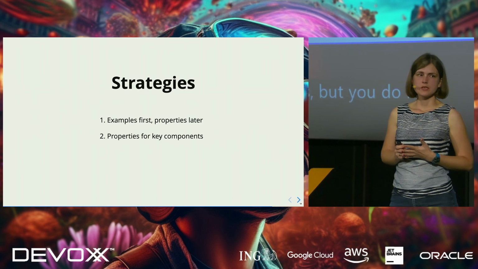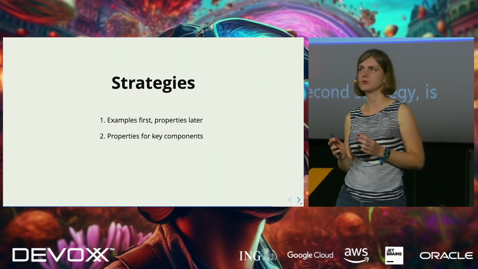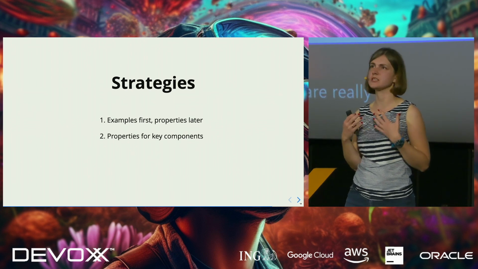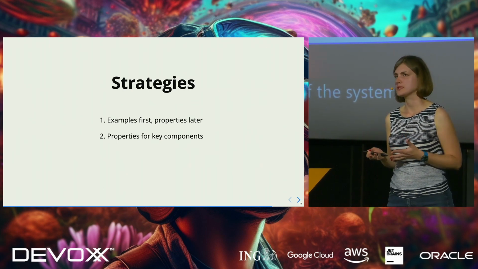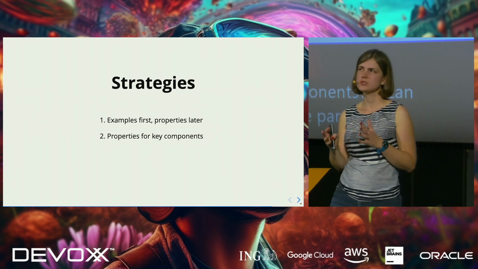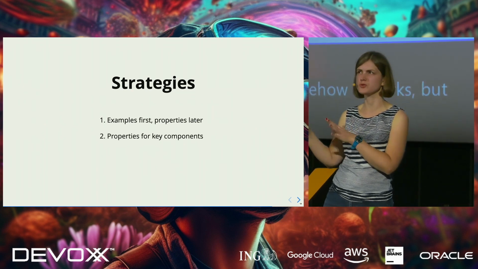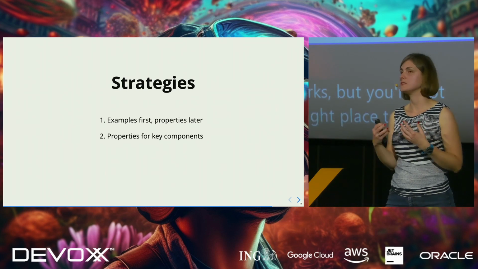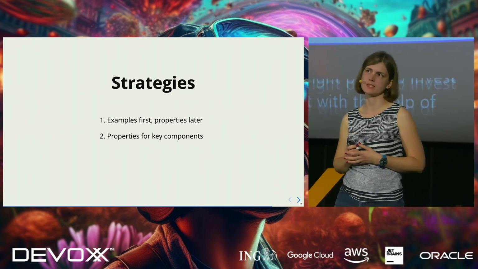And the second strategy is to provide properties just for the bits which are really important in your project, for the key parts of the system. Key components. So what does it mean, key components? It can mean the most complicated components. The parts where you don't really know what happens, maybe somehow it works, but you're not sure why it usually does. Maybe that's the right place to invest your creative energy to try to understand it with the help of properties and property-based tests.